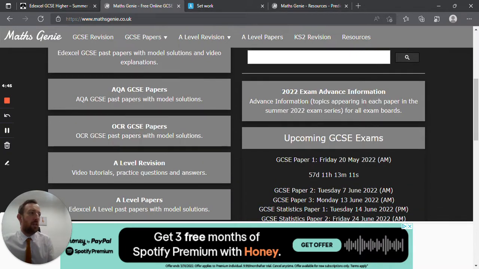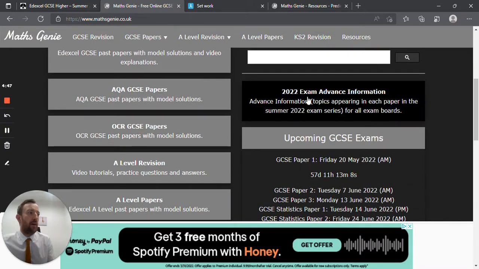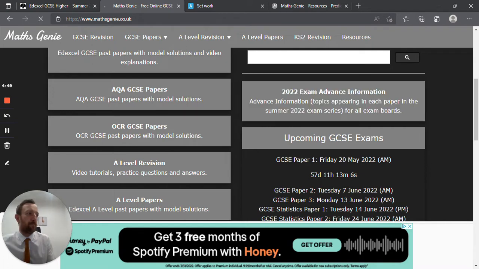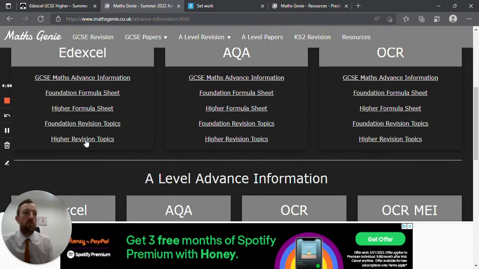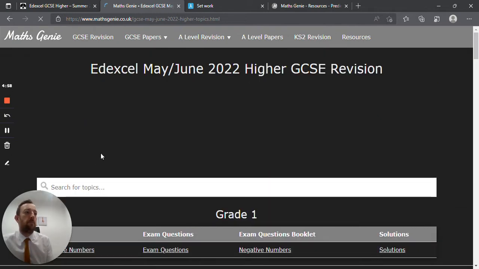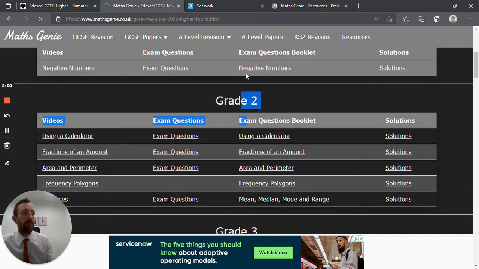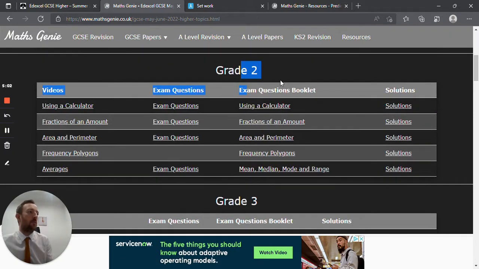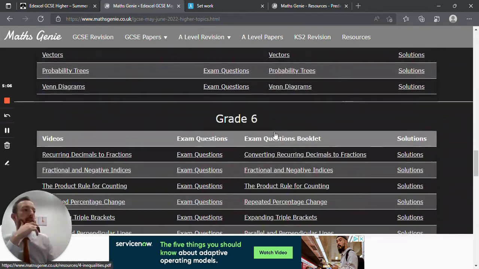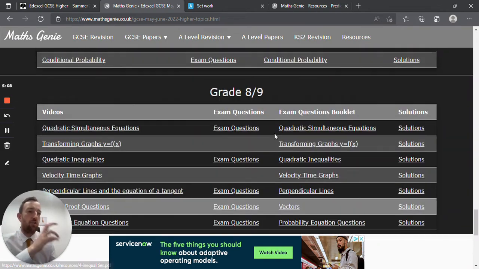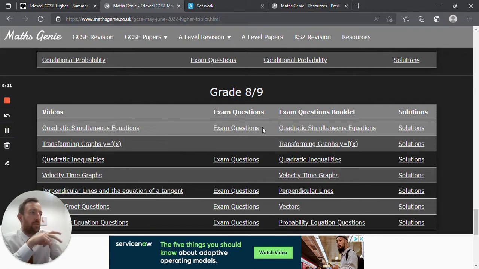Again, with Maths Genie on the home page, they've got an exam advanced information section. So if we click that, we do Edexcel. So if we click on higher revision topics or foundation revision topics, it just gives us graded topics: grade 1, grade 2, grade 3, grade 4, grade 5, 6, 7, 8 and 9, just for the topics that are on the actual papers this summer.